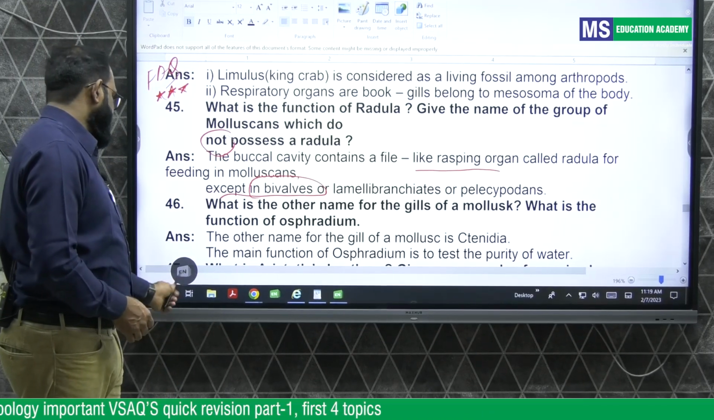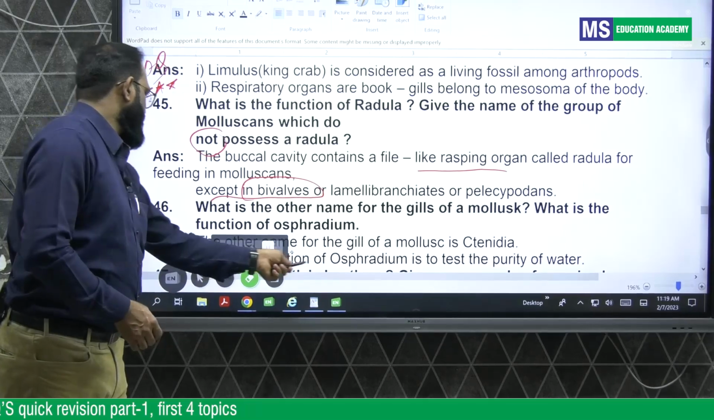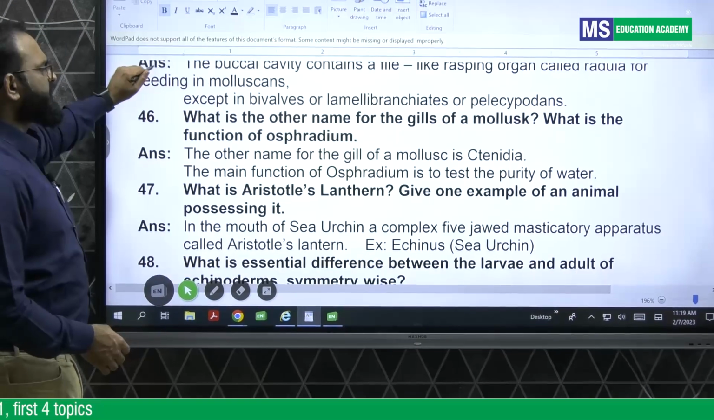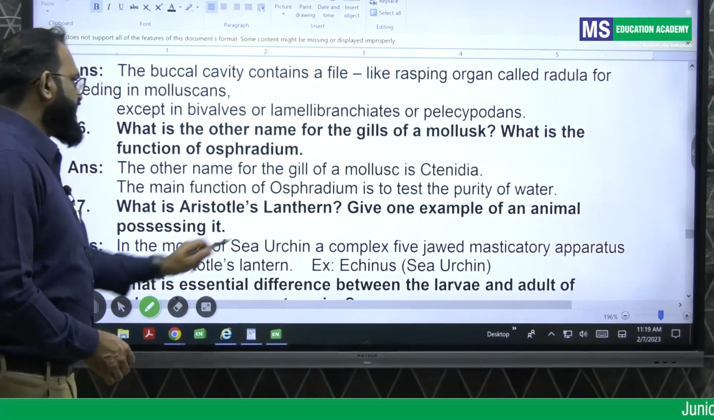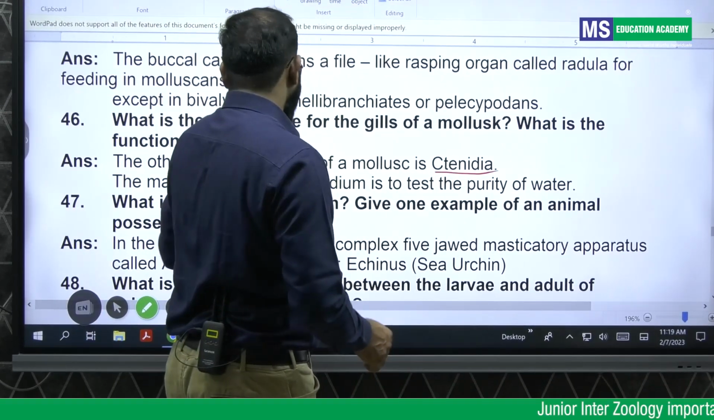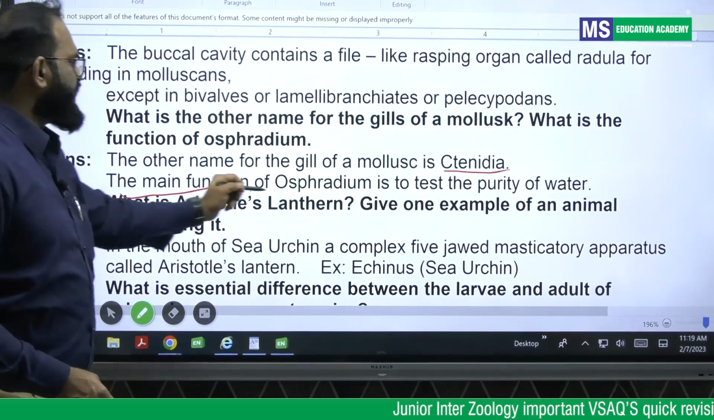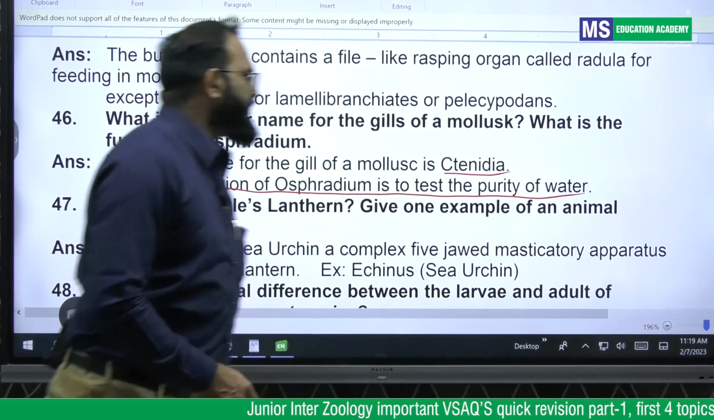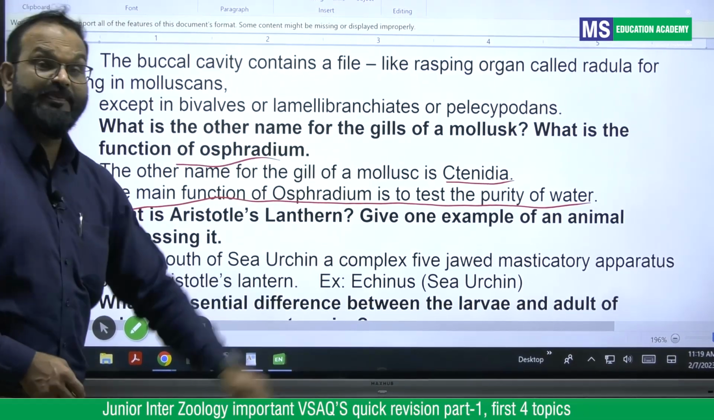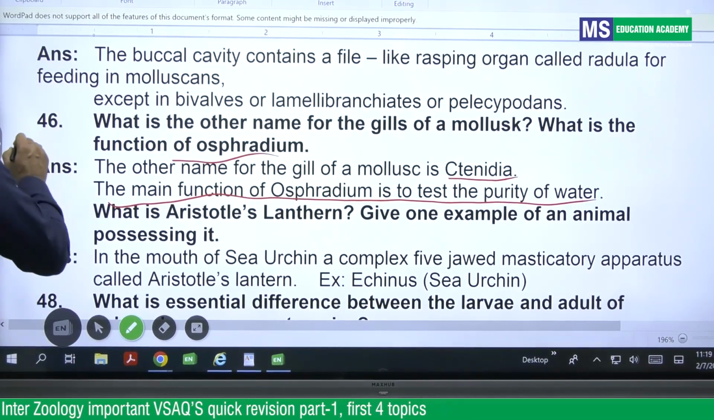FAQ, students. Other name of gill of mollusk, it is Ctenidia. The main function of osphradium is to test purity of water. Osphradium, again, this is important.